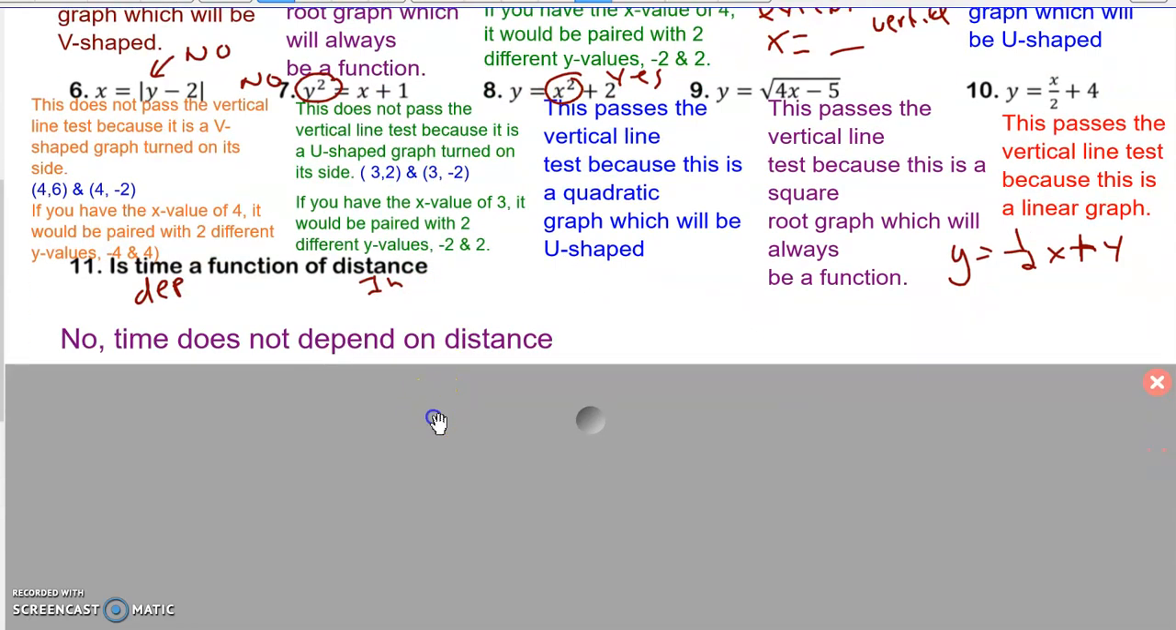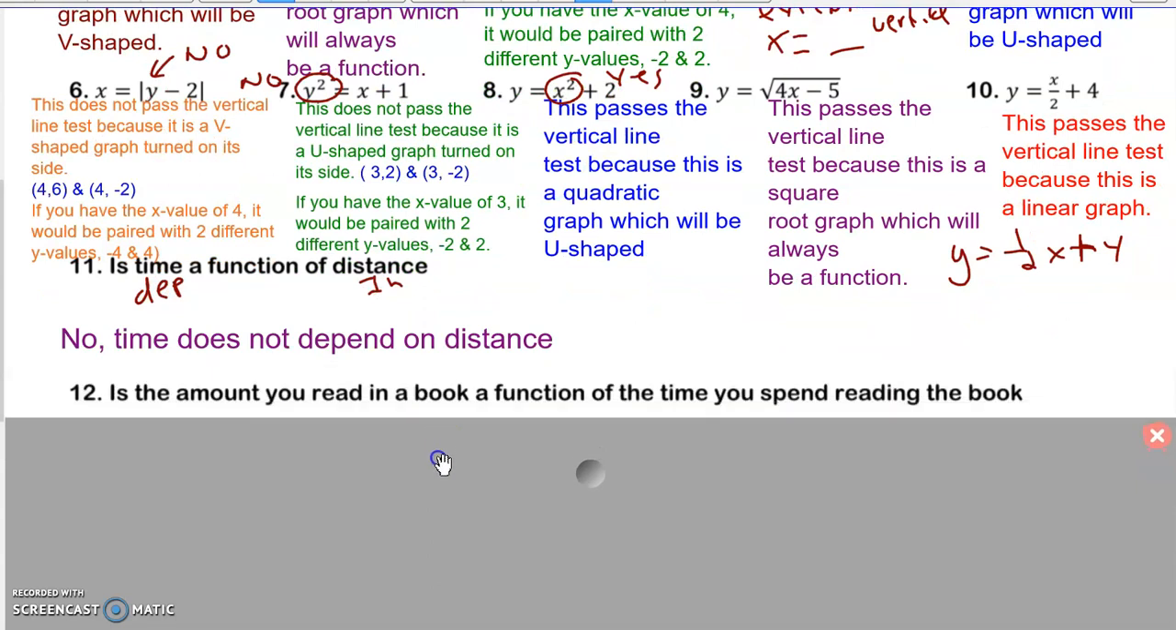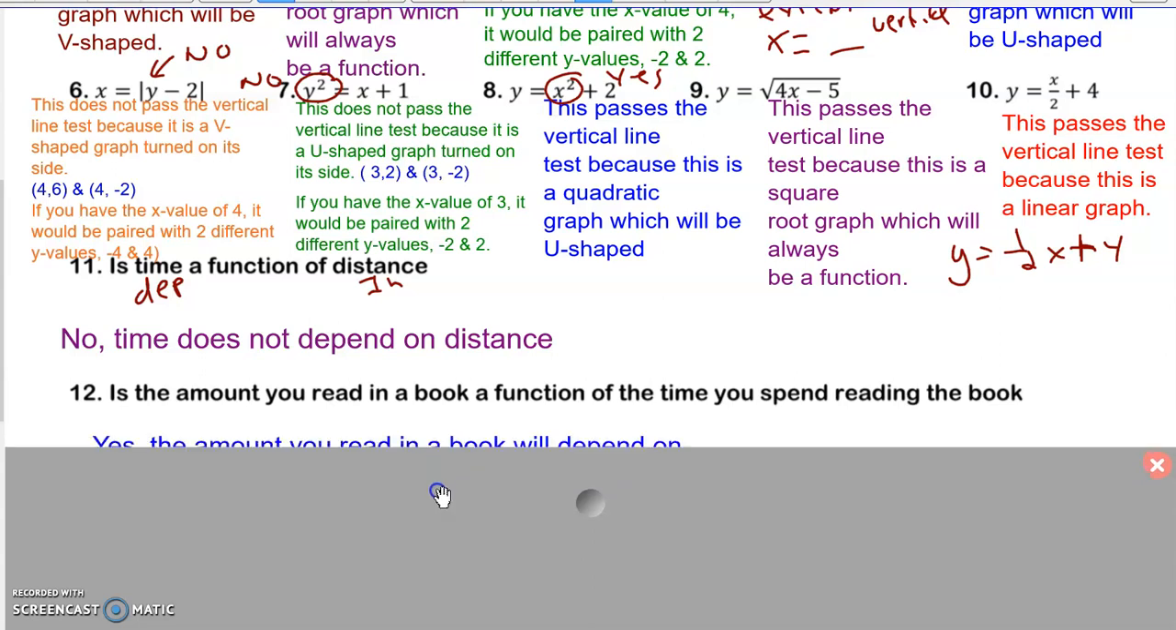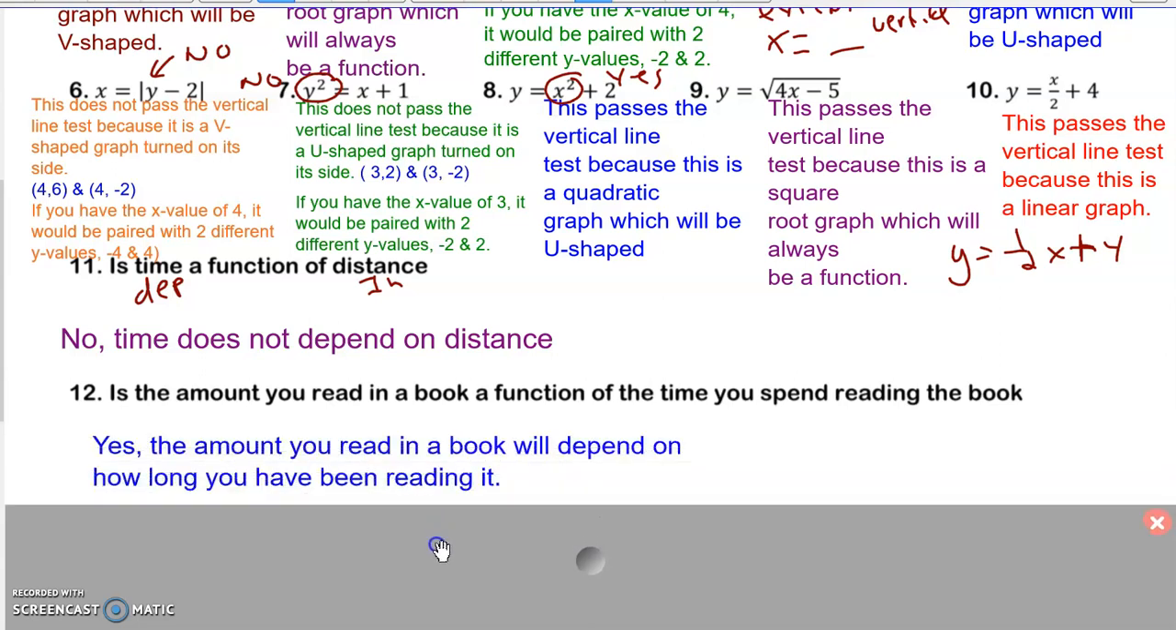Taking a look at the next one. Is the amount you read in a book a function of the time spent reading the book? Yes, the amount you are reading in a book will depend on how long you have been reading the book. So we know that this would be the dependent variable and this would be independent. The more time you read, the more pages you would read in your book.